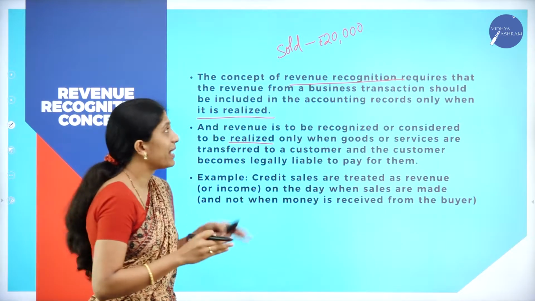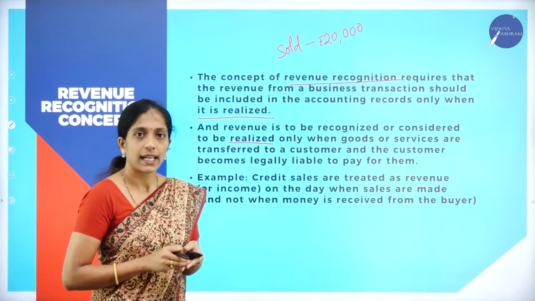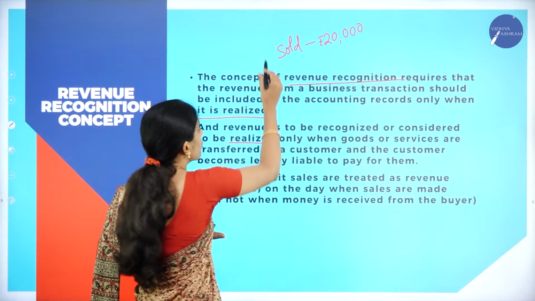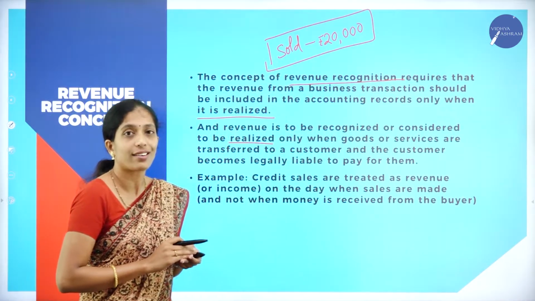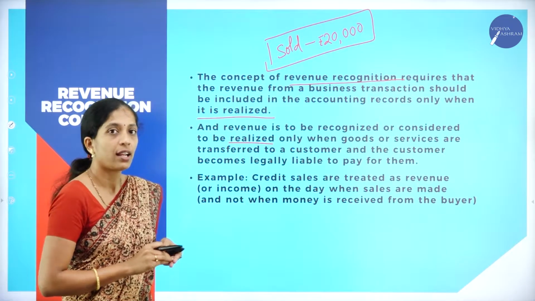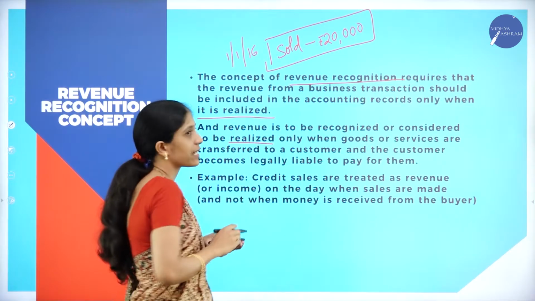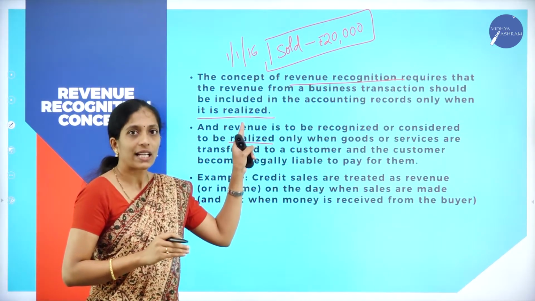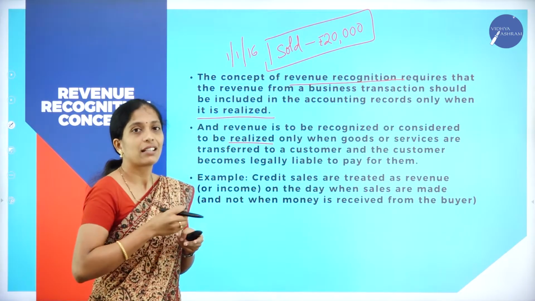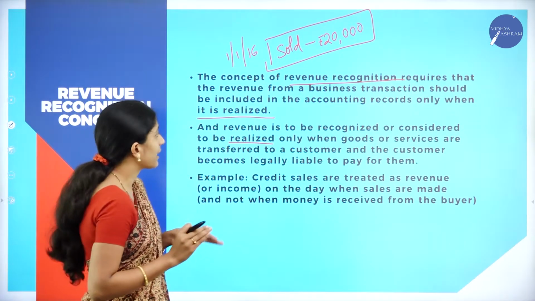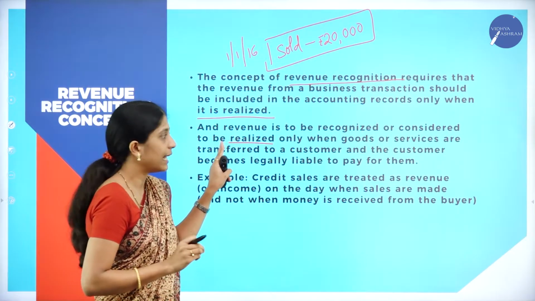For example, if the sales are made on credit basis, where the cash is not received immediately, in such cases also we will record the transaction even though the cash is not received on that particular day. So if this transaction occurred on 1/1/2016, immediately we will record it in the books of account, even though the cash is going to be received in the future. So revenue recognition means what? We will record those transactions when it is realized.